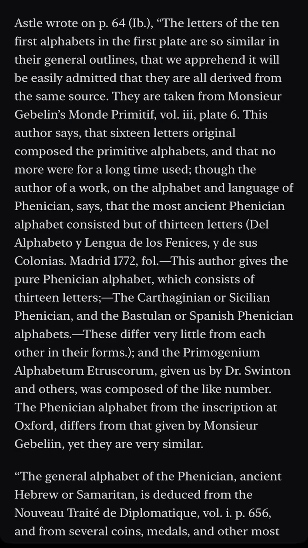Madrid 1772, folios. This author gives the pure Phoenician alphabet, which consists of 13 letters, the Carthaginian or Sicilian Phoenician, and the Bastilan or Spanish Phoenician alphabets. These differ very little from each other in their forms, and the Primigenium Alphabetum Etruscorum, given us by Dr. Swinton and others, was composed of the like number.